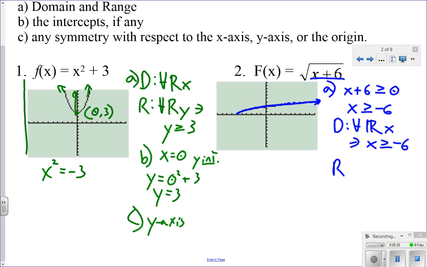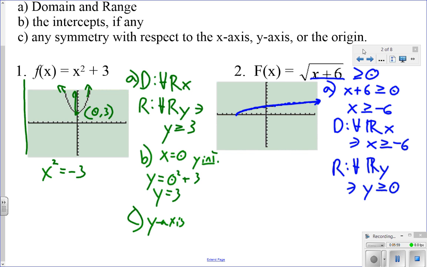Now our range. The big thing with square roots is that a principal root isn't going to give something less than 0. It can be equal to 0, because we can let x be -6, get a value of 0 under the root, and the square root of 0 is 0. So our range is for all real y's such that y is greater than or equal to 0.